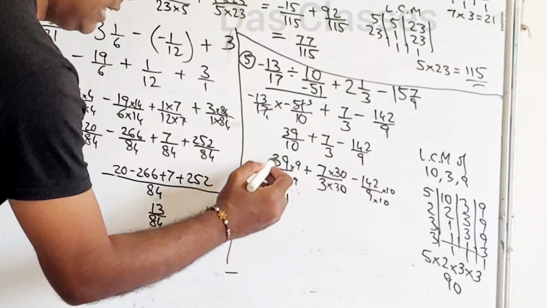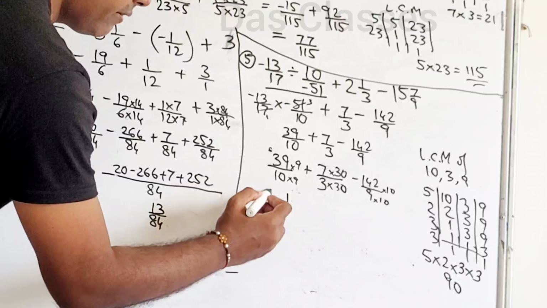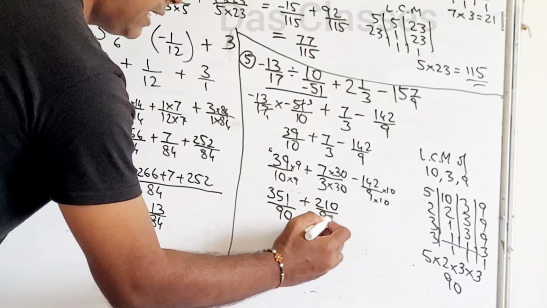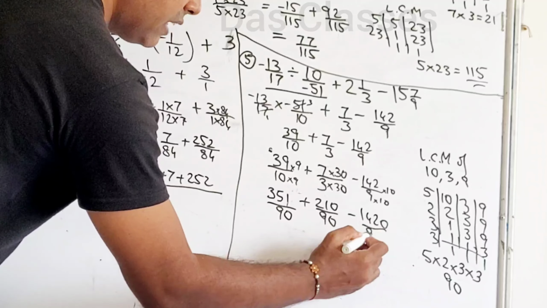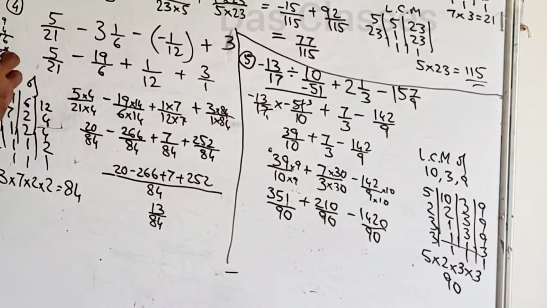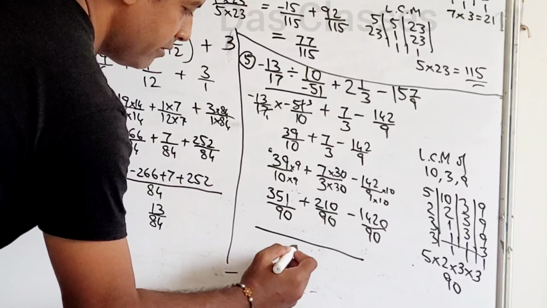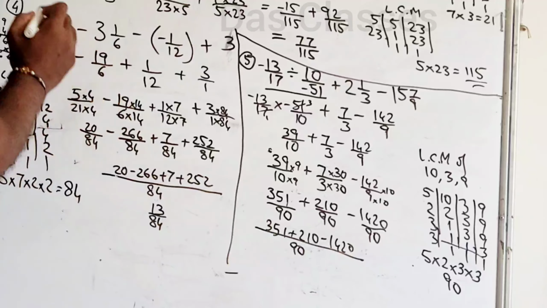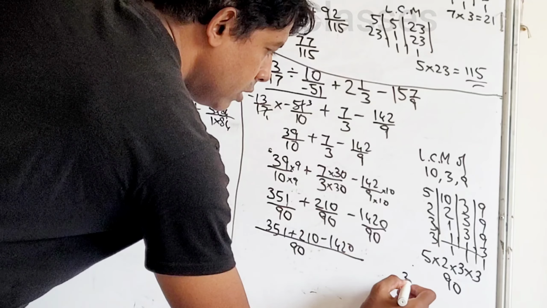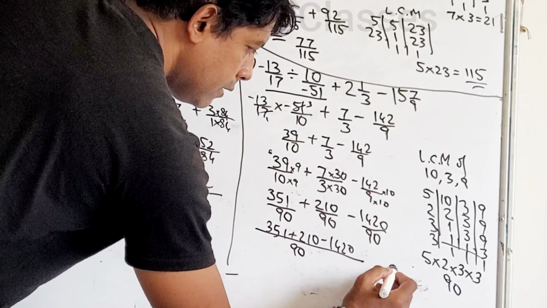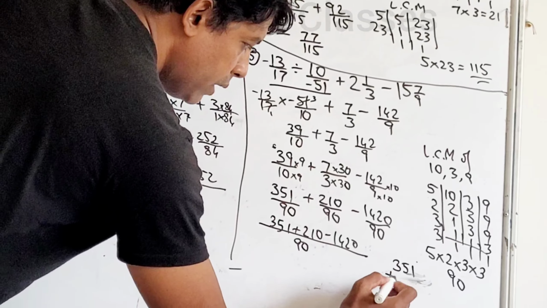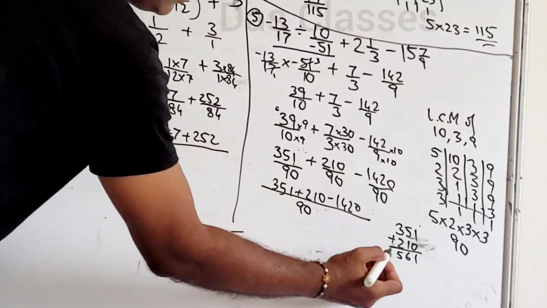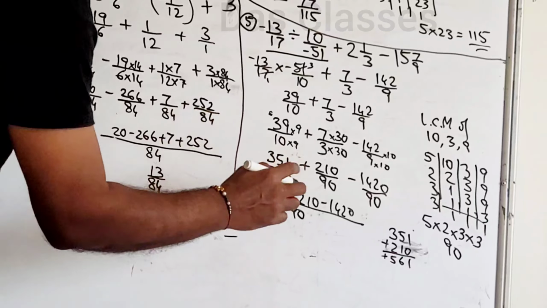So this is going to be 9 9s are 81, 8, 9 3s are 27, 35, 90, 37 is 210 upon 90, and 1420 upon 90. As you can see, the denominator has become the same. So now we can take all of the numbers together, 351 plus 210 minus 1420. So solve it separately. 351 plus 210 is 561, and this is plus. We need to minus 1420 because plus minus is minus.